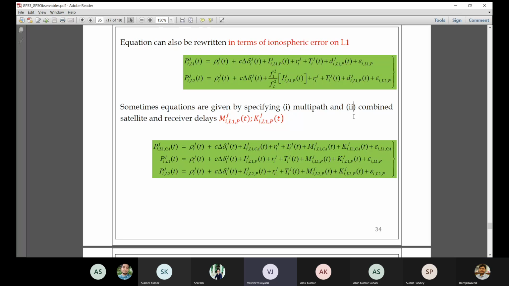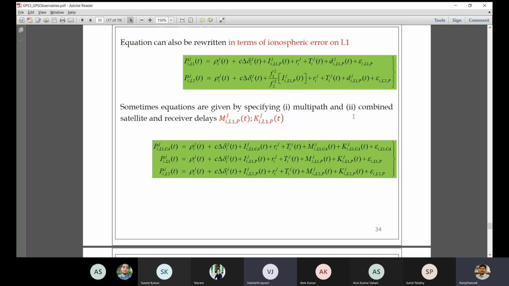Next, this term is the relativistic correction. Next term is the tropospheric error from the ith receiver and jth satellite. And next is multipath effects.